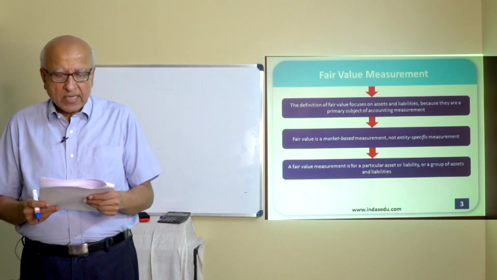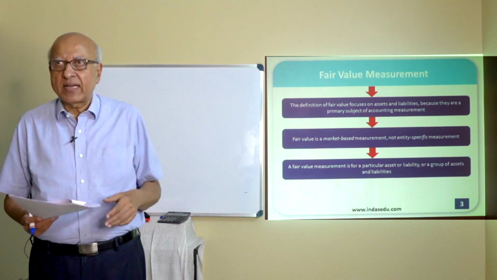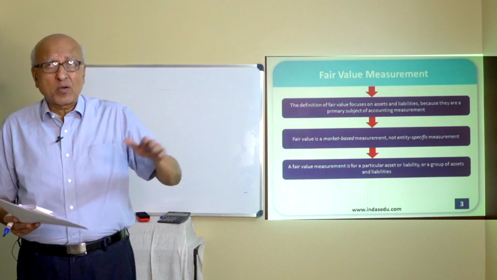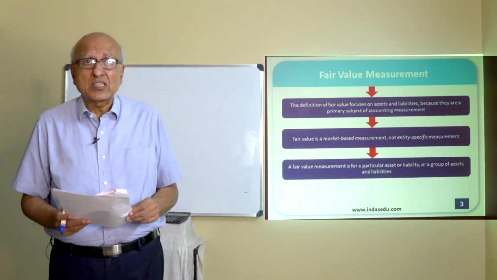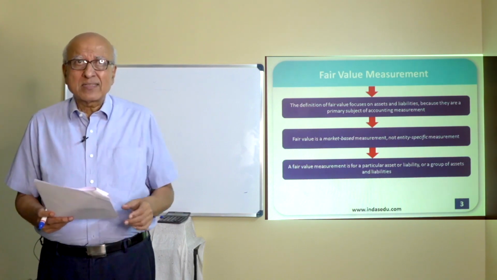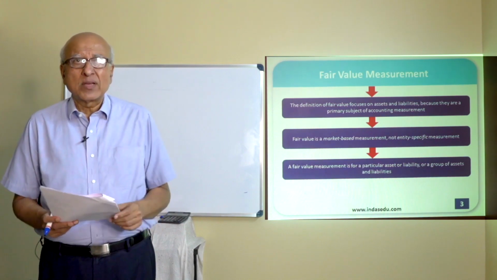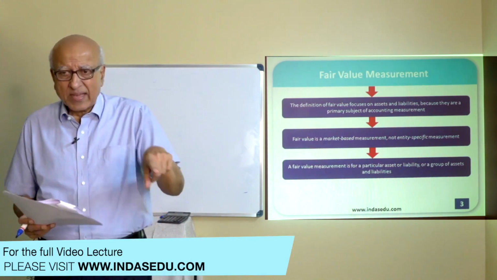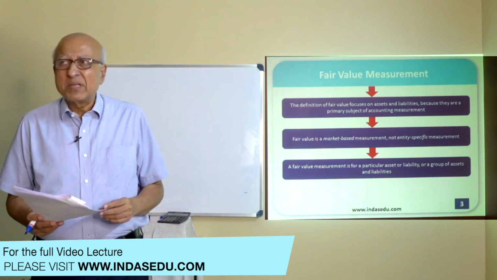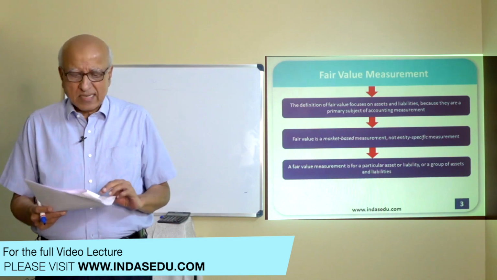Second thing is what? It is a market-based measurement. We take into consideration what is happening in the market, what market participants do. I'll tell you who the market participants are. In the market, what is happening, not what is entity specific. And number 3 is, it can be for one standalone asset, a group of assets, just like a cash generating unit, assets and liabilities taken together, which independently have the capacity to generate profit. And third, for a business combination, it is identifiable assets and liabilities.